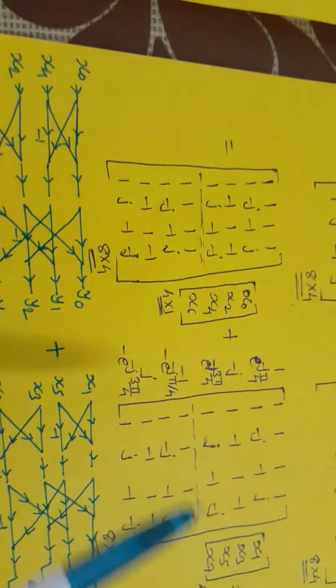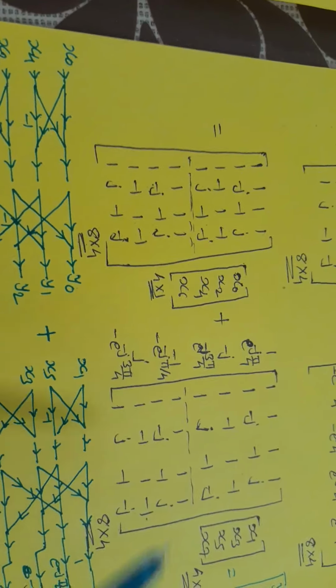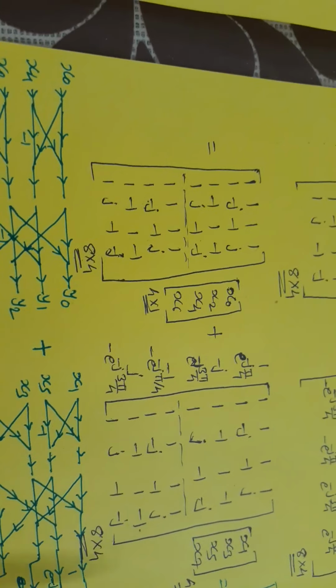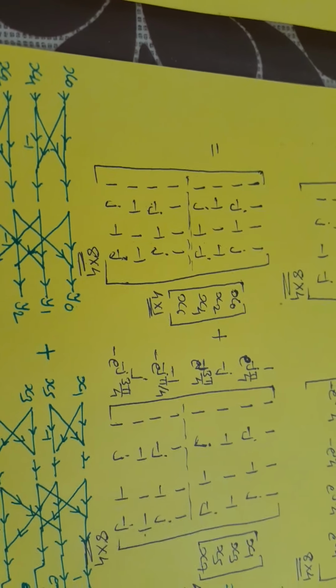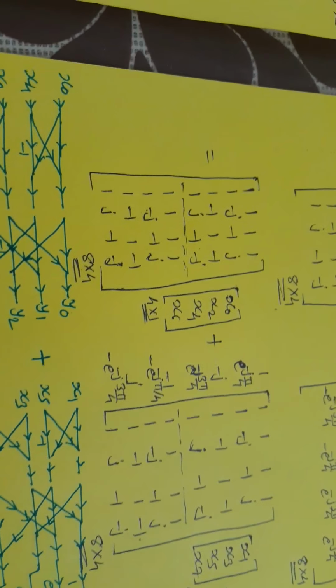That structure we will see in the next lecture, that is called the 8-point decimation in time FFT algorithm. That we will see in the next lecture.